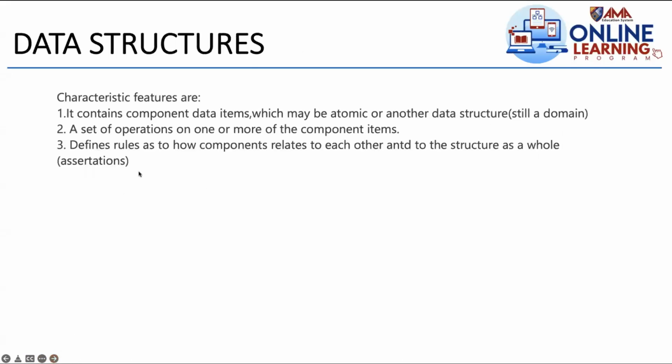Now, let's go to data structures. Hopefully, in the future we can connect the specific lessons to these general concepts. Now, the characteristic features of data structures: it contains component data items. That's why it's called structured data, right? Maybe atomic or another data structure, still a domain. So a set of operations on one or more of the component items. There's organization, because when you say data structure, it is structured data, so you can talk of component items. For now, it's very general. It defines rules as to how components relate to each other and to the structure as a whole.